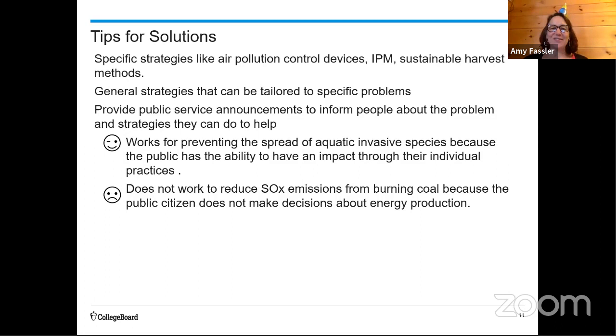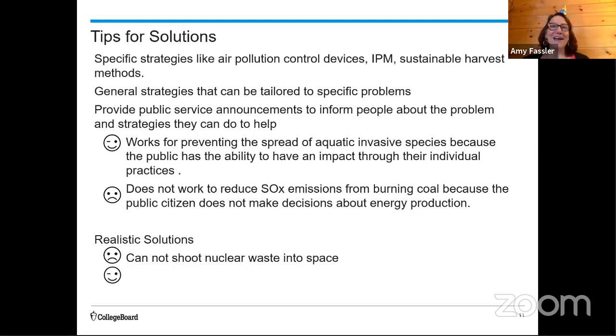What doesn't work is, say, a public address announcement about how dangerous SOx emissions are from coal burning plants. I have no control over whether my coal burning plant installs a wet scrubber or not. Make sure your solutions are realistic, and the prompt will often even say this. It is not realistic to shoot nuclear waste into space. On paper, I could do that, but a realistic strategy would be to provide long-term geologic storage.